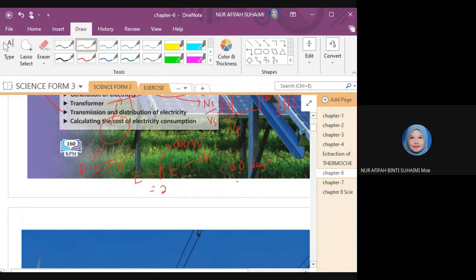If 1 unit is ringgit Malaysia 0.2 or 20 cents. So for this one, you must calculate the total energy consumption first. The unit must be in kilowatt hour.